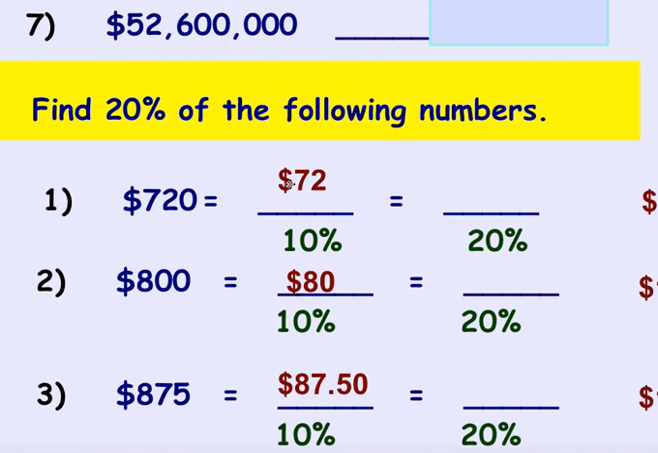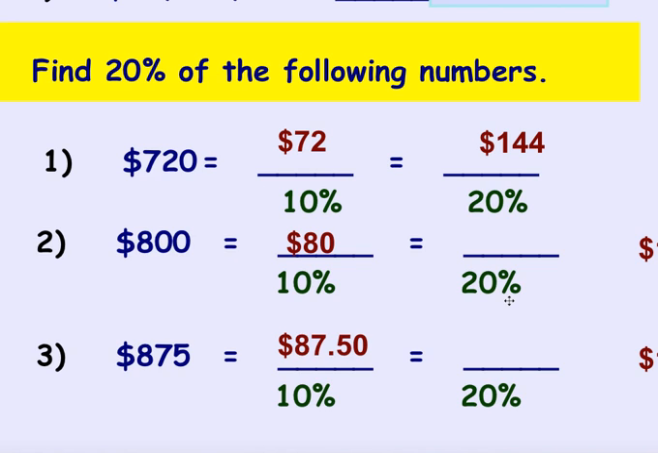So think about 72 doubled. It's 144. So 20% of $720 is $144. So if you're waiting tables and the bill comes up to be $720, you could possibly get a $144 tip. Next, $800. We already know that 10% is 80. You just double it. You get 160.